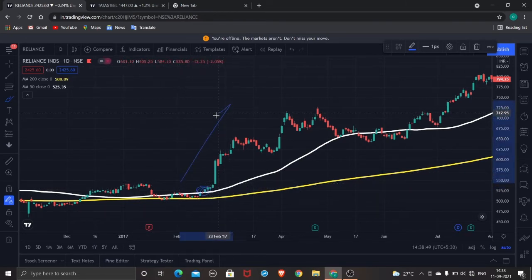A buy signal is given. A buy signal is being provided. Okay, here it didn't take support. We missed the entry.